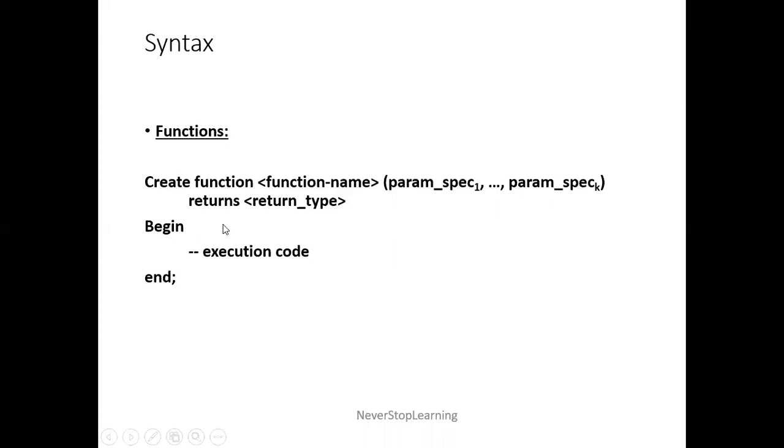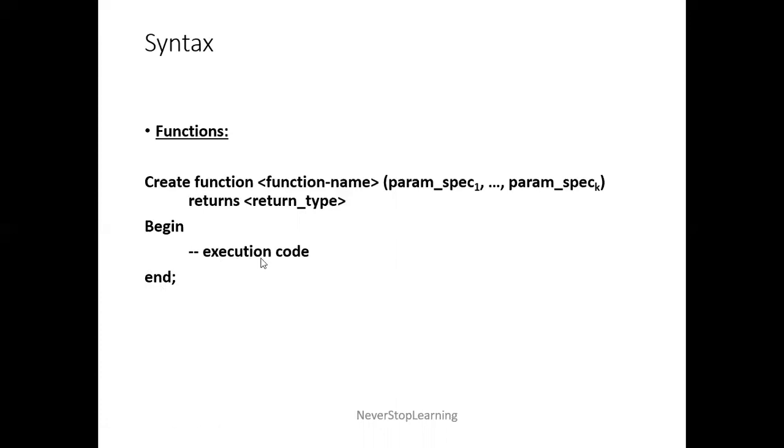Now it will definitely return a value. So just in the next line I have to write returns, and then I have to write the data type, what kind of value this function will return. That data type I will mention here. For example, if it's a function which is returning an integer type value, I will mention returns int. Or if it is returning a double type value, I will write returns double. Then from here the block of your function starts with begin and it ends with end, and here you have to mention the execution code.